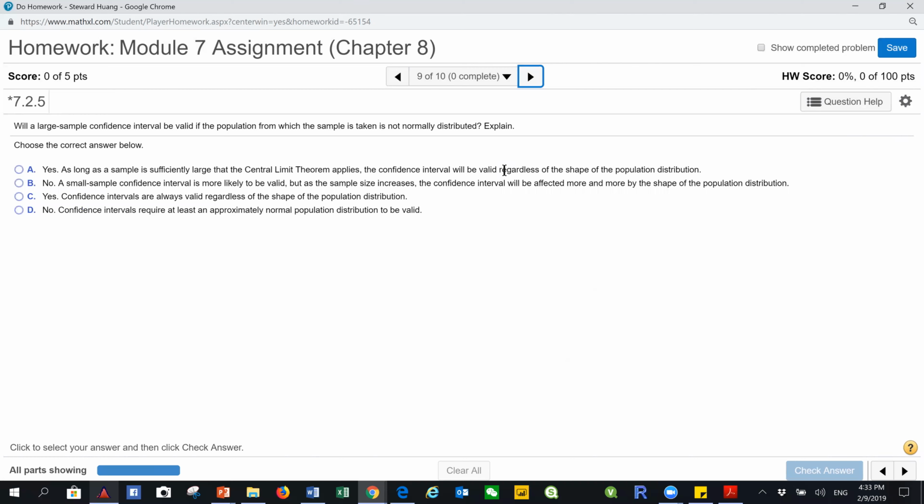With a large sample, will the confidence interval be valid if the population from which the sample is taken is not normally distributed? Okay, with a large sample, it should be okay, because the underlying assumption is either that the population is normal or the sample size is large. Because of the central limit theorem.